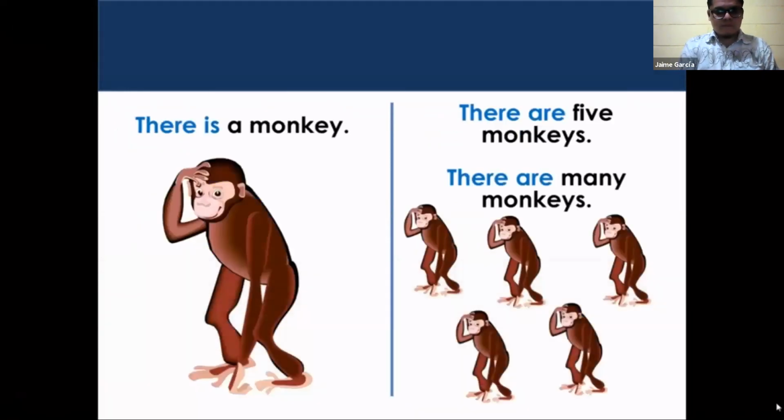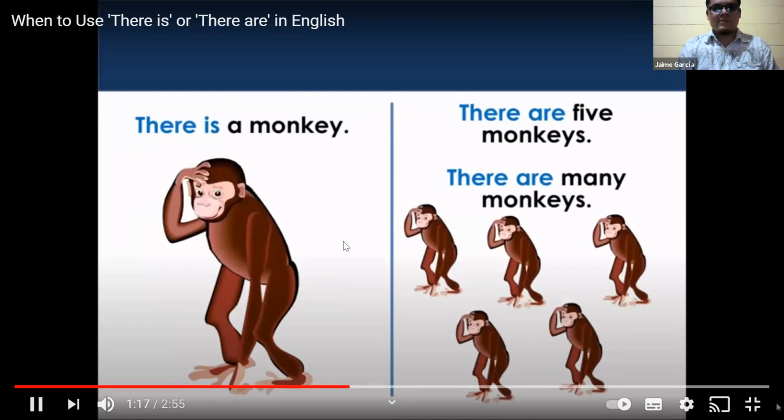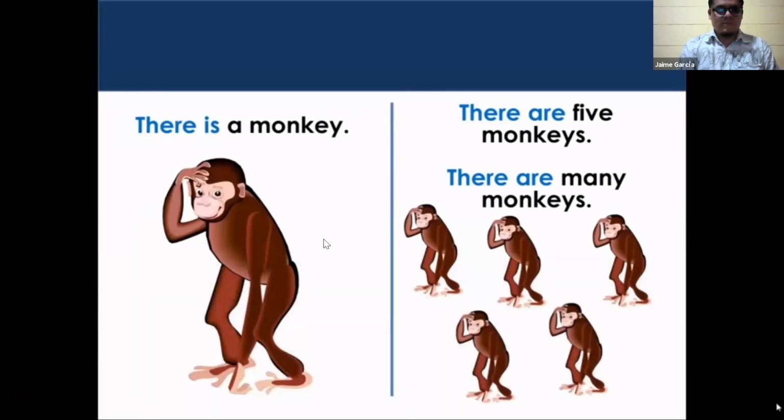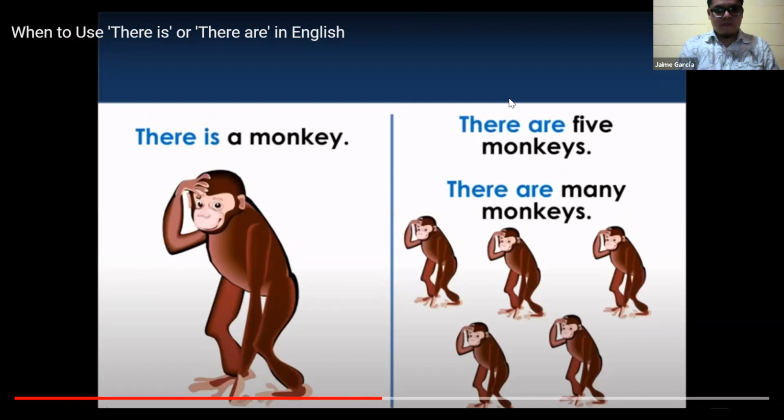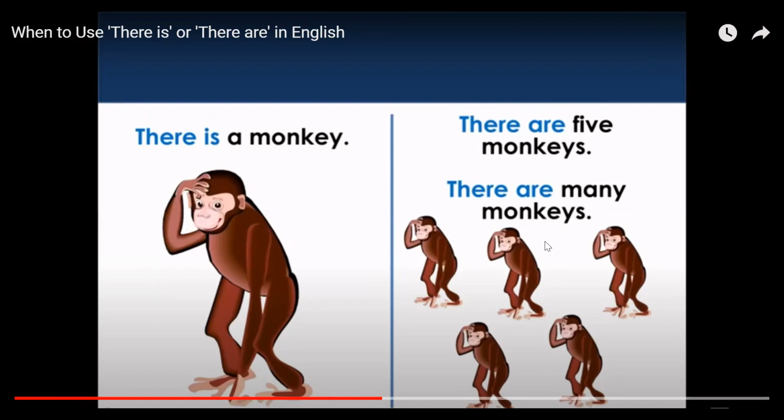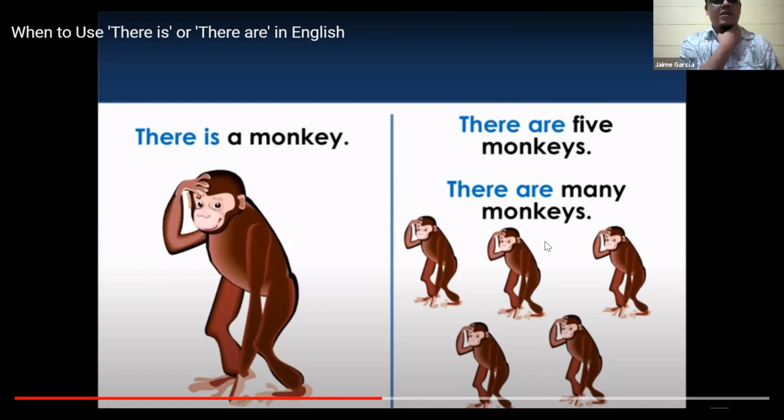There is a monkey. One monkey. There are 5 monkeys, or there are many monkeys. There are 5 monkeys and there is a monkey, only one. So many is used for countable things, things that you can count. There are many monkeys. So what does many mean? What is the meaning of many?